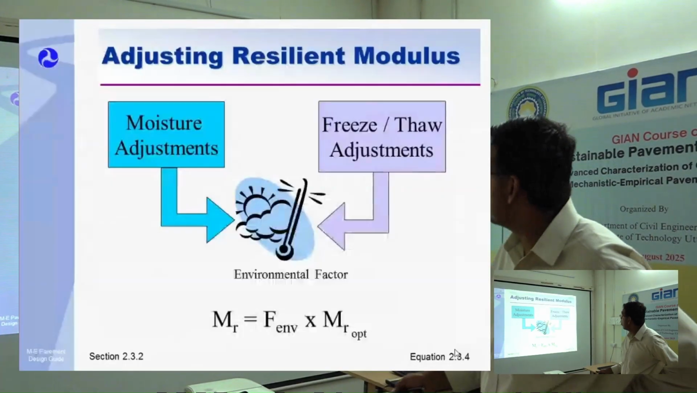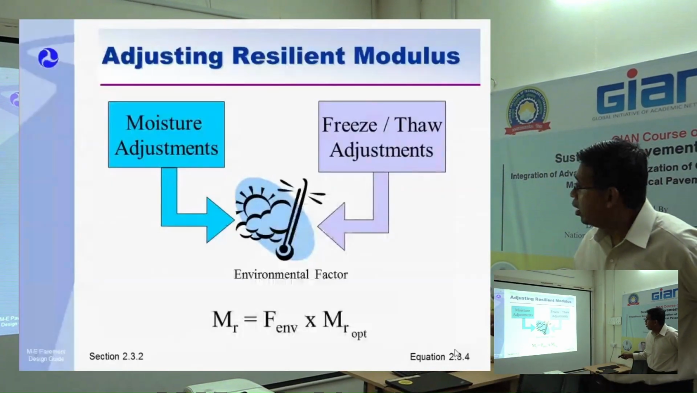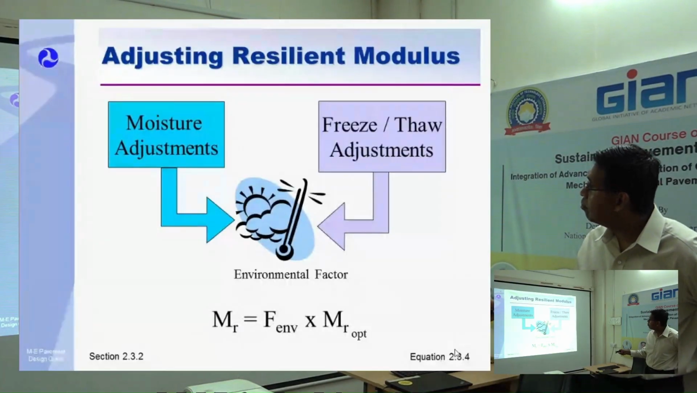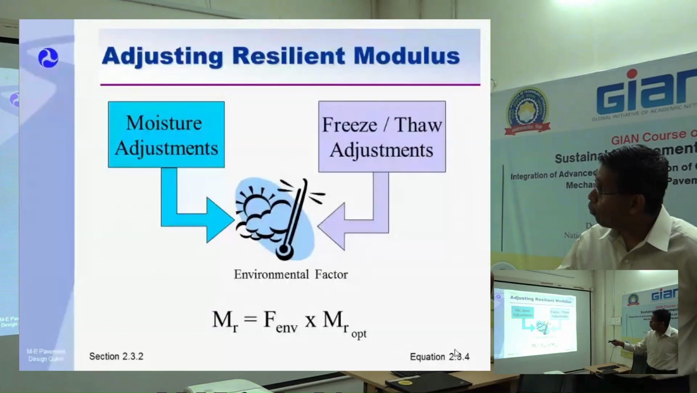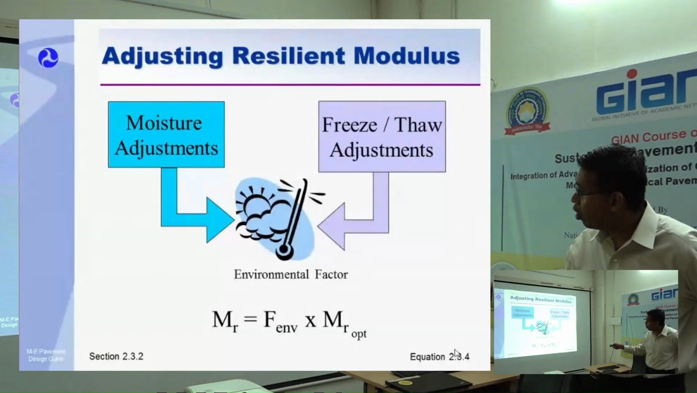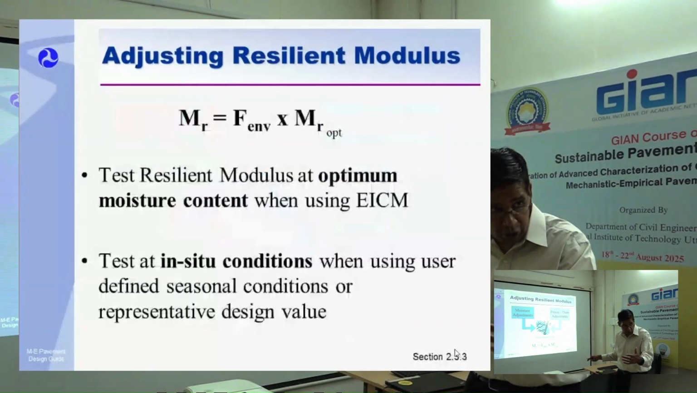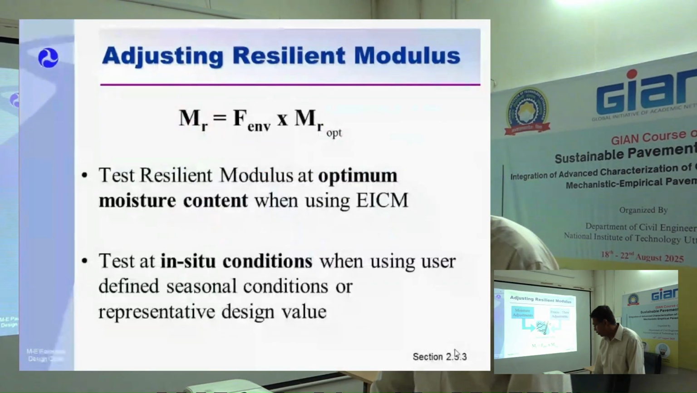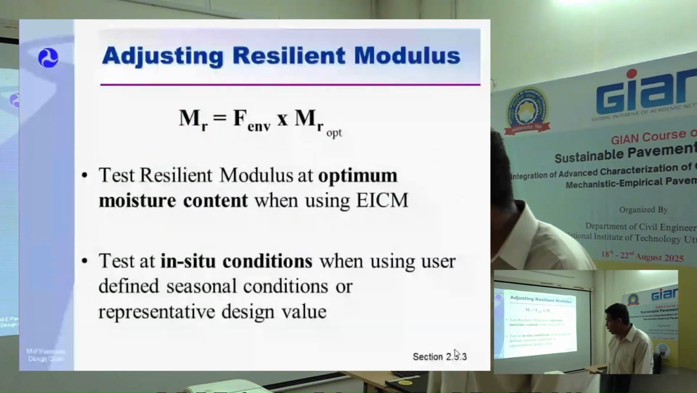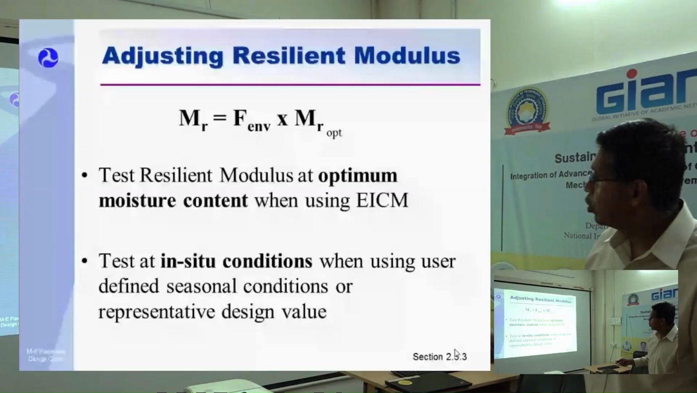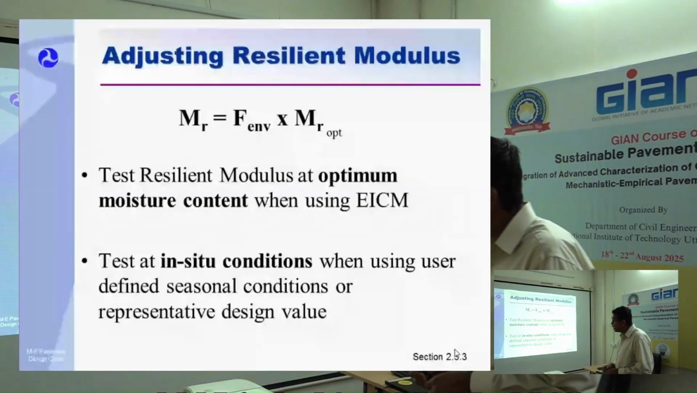This is what I was talking about. This is optimum, and you have to account for moisture and freeze-thaw and the change in my resilient modulus due to rain and so on and so forth. That's the environmental factor. Total resilient modulus at optimum when using EICM. So you have to test the in situ conditions.